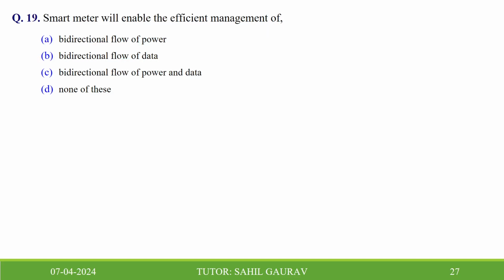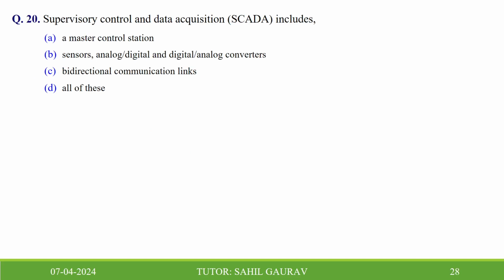And the next problem: the smart meter will enable the efficient management of bidirectional flow of power, bidirectional flow of data, and bidirectional flow of power and data. And the last option is none of these. Option C, yes, correct: bidirectional flow of power and data. Now let us see the next problem.